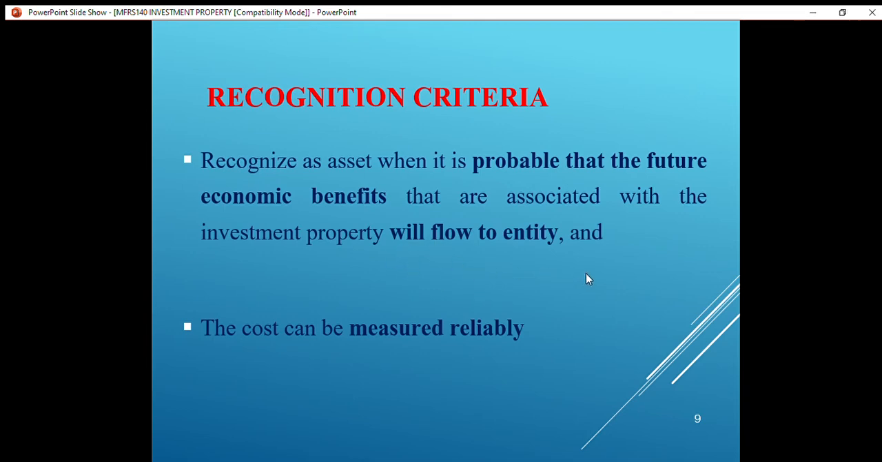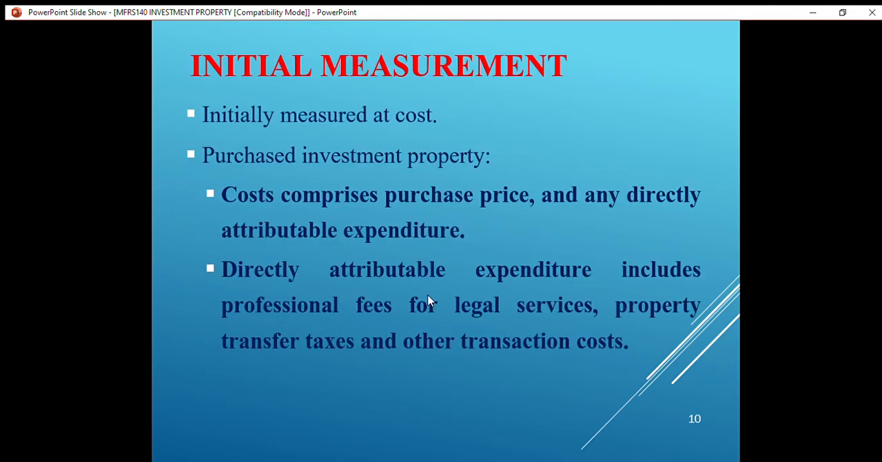All right. Next, this is about the initial measurement of the investment property. An investment property shall be initially measured at cost. So the cost actually refers to the initial cost of the property. It may include the purchase price of the investment property and any directly attributable expenditure.